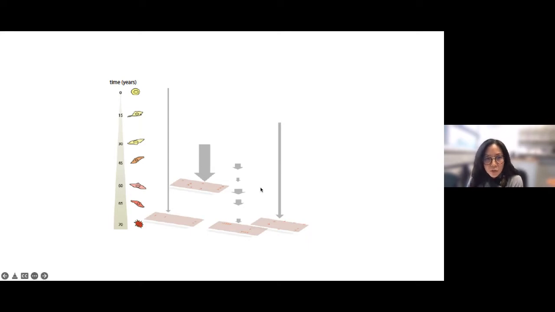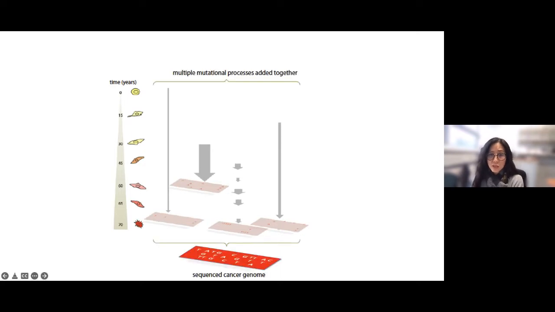So each one of these mutational processes will, in theory, leave a characteristic imprint that we call a signature, a mutational signature, on the genome. But when you sequence a cancer genome, what you get is a final portrait. It's a composite of all the different mutational signatures, and it's a function of the amount of all of those signatures that have occurred through tumorigenesis.